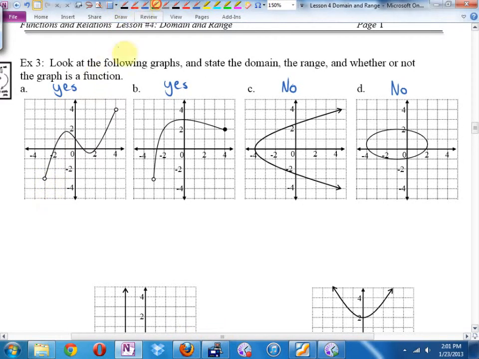So, domain. Graph A, how far left does it go? -3. How far right? So the domain is going to be everything between -3 and +4. Domain is x. If I write the smallest to biggest, I'm going to use less than. The little noses of the greater than signs are always going to be pointing to the left.